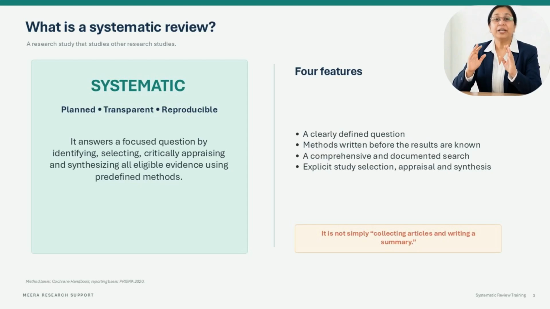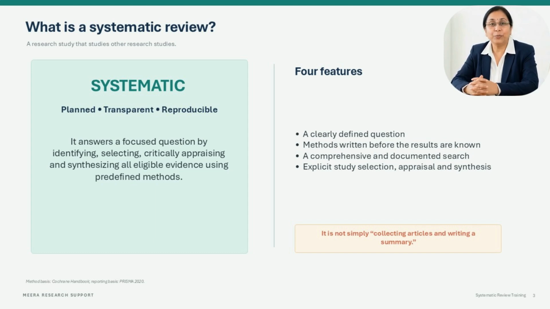Instead of collecting new data from patients or participants, the review team studies existing research. The word systematic means the team follows a planned method. The question is defined in advance, eligibility criteria are stated clearly, searching is documented, and every inclusion or exclusion decision should be defensible. The studies are then critically appraised and their findings are synthesized.